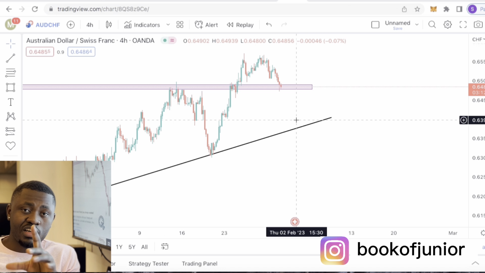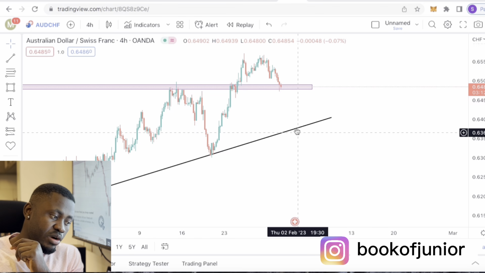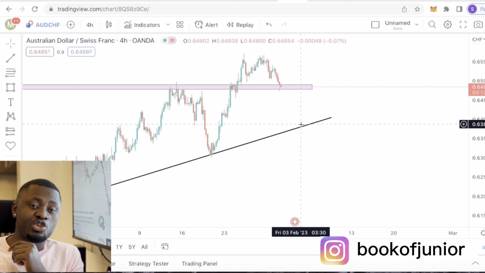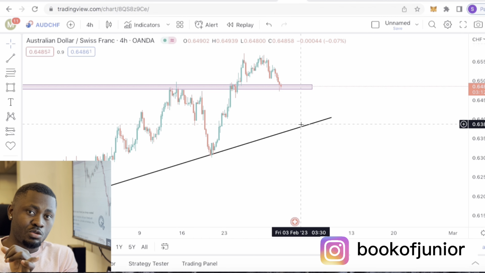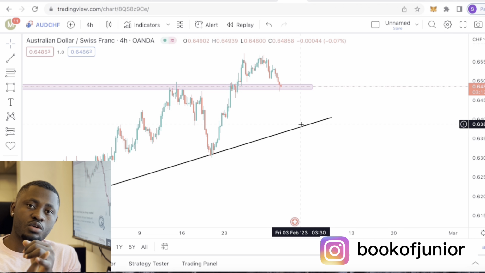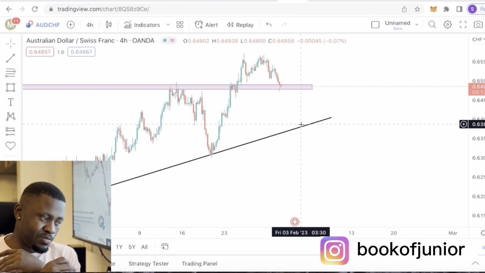But one of the trades that I will be taking is this trade right here, when price comes back and bounces off my trend line, because trend lines are major. I'm only going to be looking for a bounce off or a reversal, or a breakout and retests. So that's how I would be trading the AUD CHF.